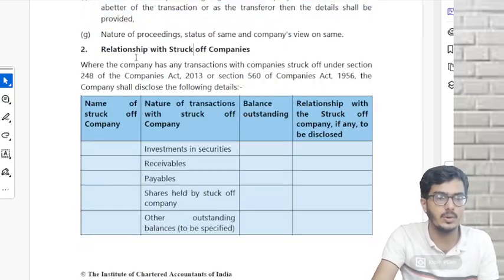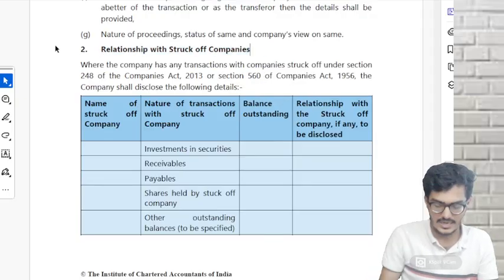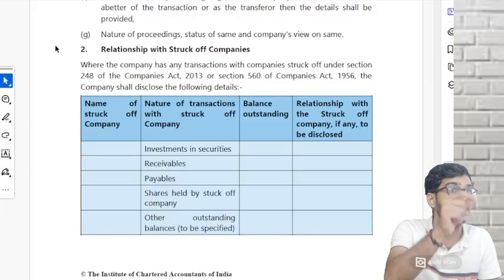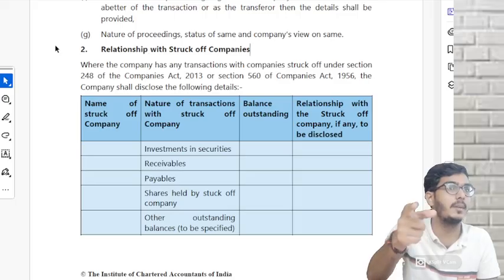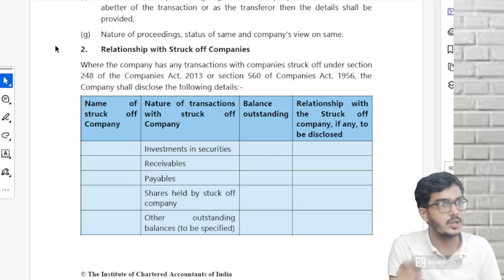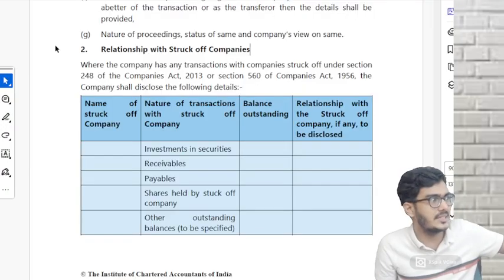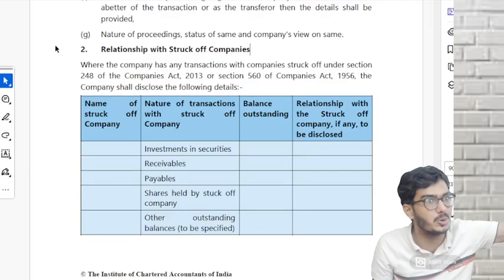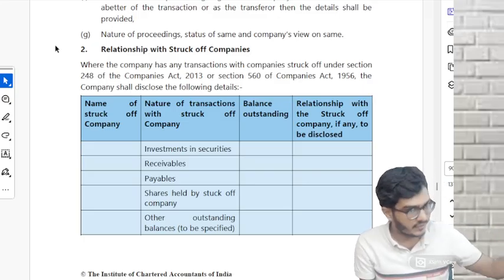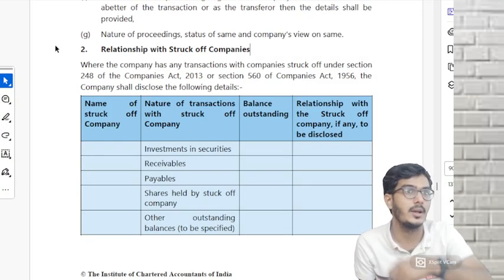What is individual question number 2? Relationship with struck off companies. What is that? If you know your law, once you are registered as a company, your name will be entered in the register of companies maintained by the registrar. Once your company is wound up, liquidated, shut down, your name will be struck off. But if the name is struck off, it is not necessary that the company will close down. They will still do business. But if you have any relationship after or before the struck off, you have to show it separately in your balance sheet.